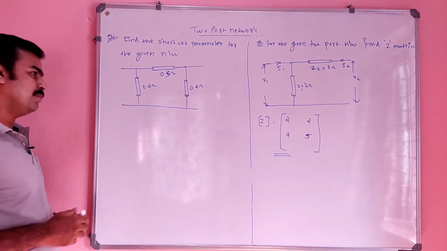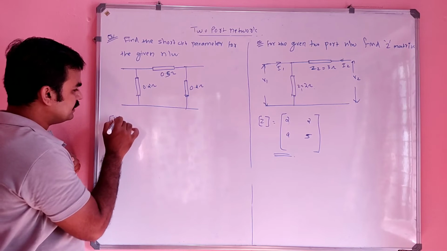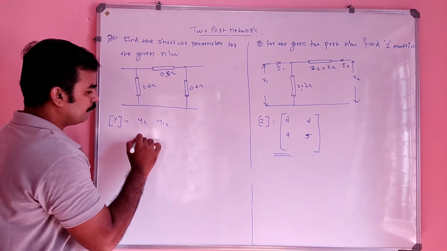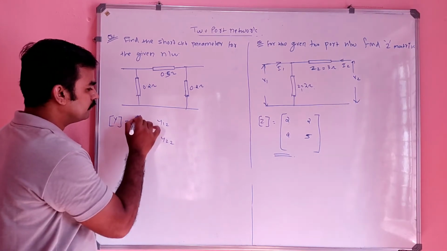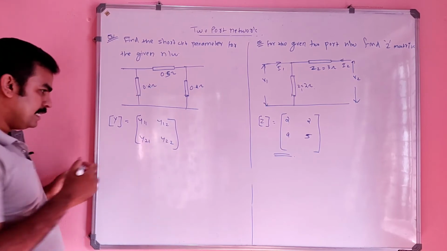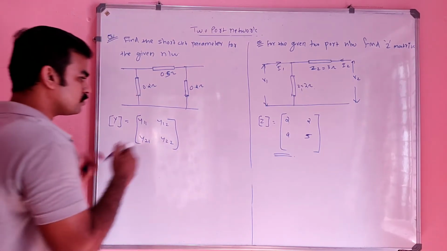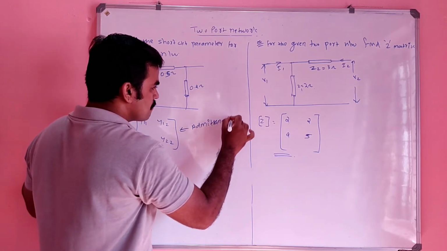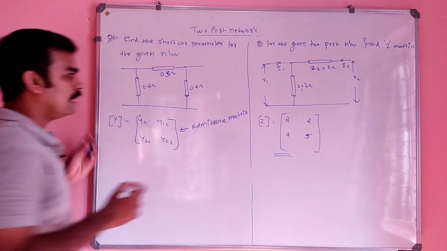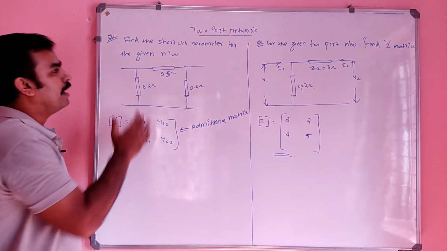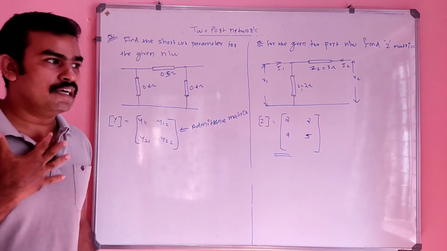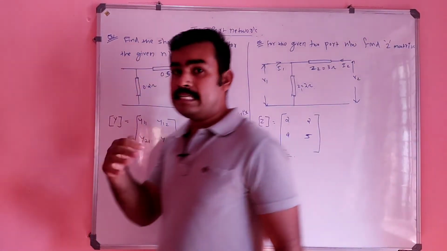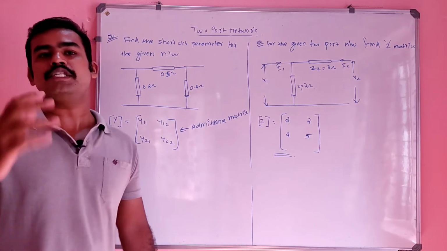The short circuit parameter is nothing but the Y parameter, the admittance parameter, Y11, Y12, Y21, Y22. That is the admittance matrix. So we have to find the admittance matrix from this network. We learned that the admittance matrix or Y matrix can be easily solved by the pi network.